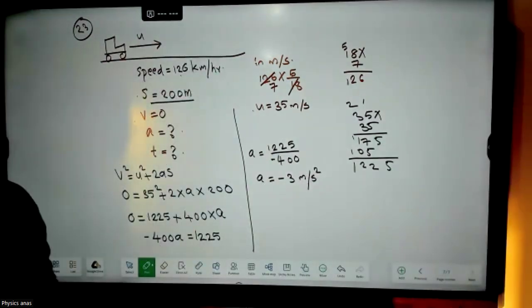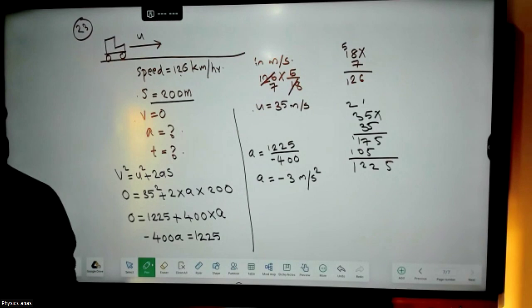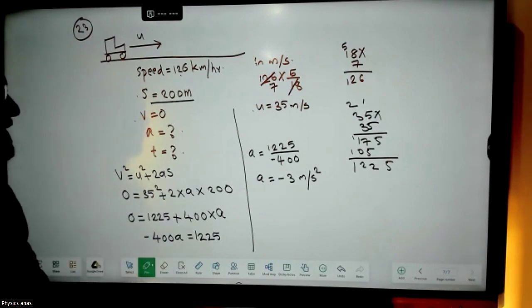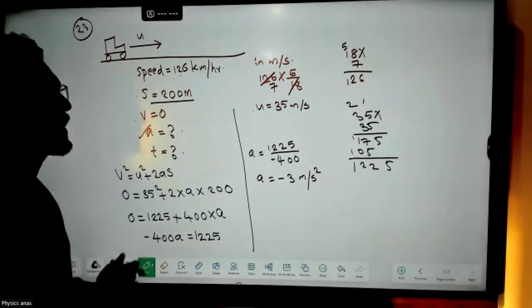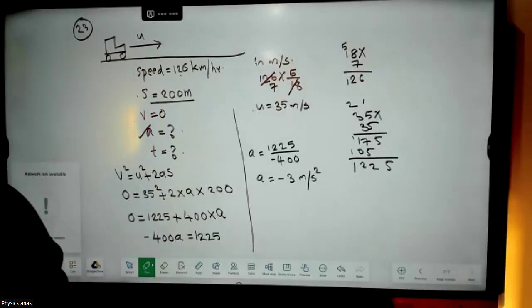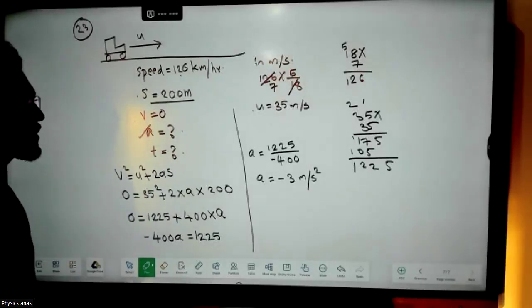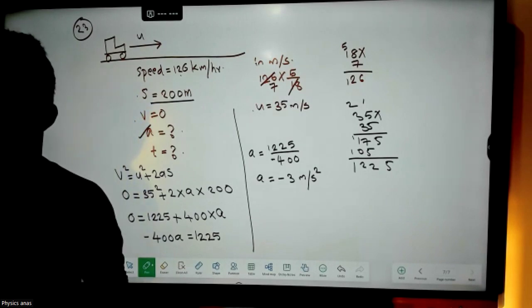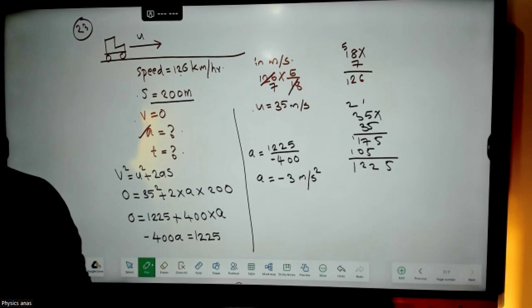That's acceleration. Did you get the acceleration now? So we have found the value of acceleration. And what about time? How can we find time? With what equation we can find the time?